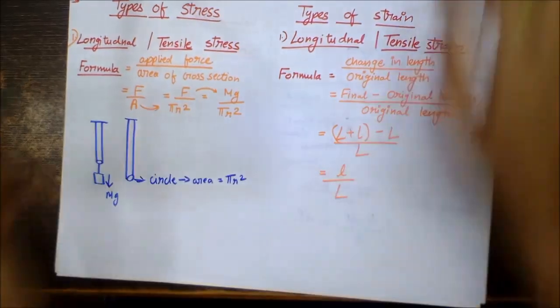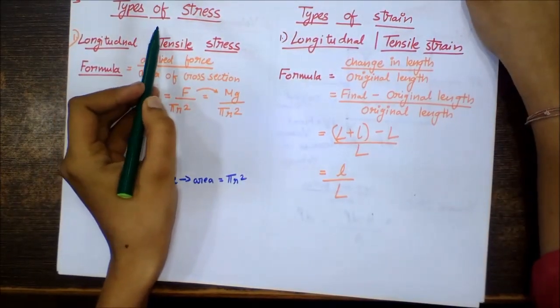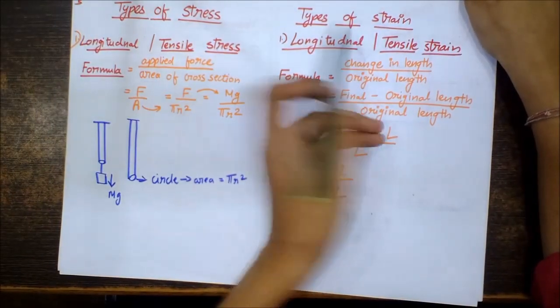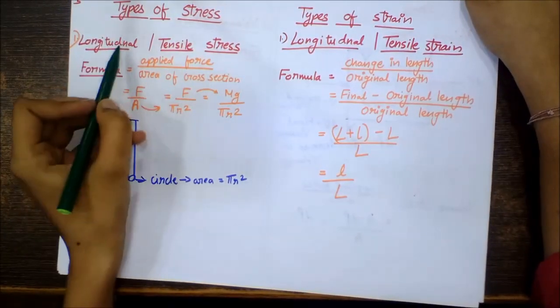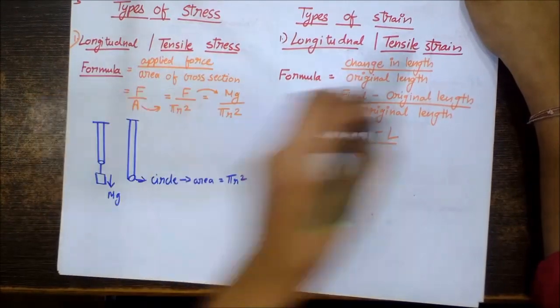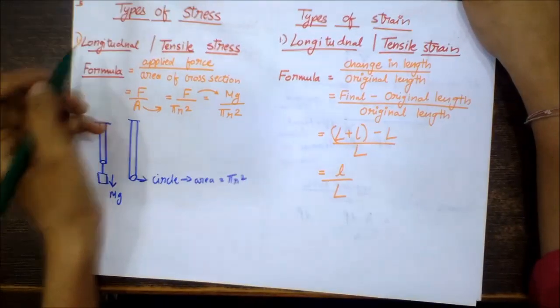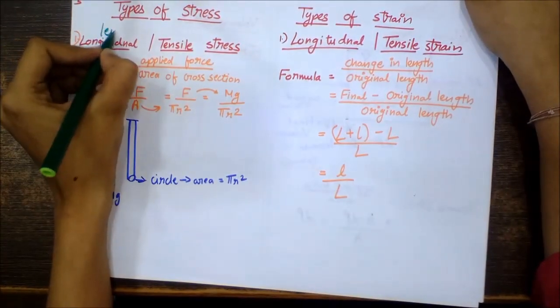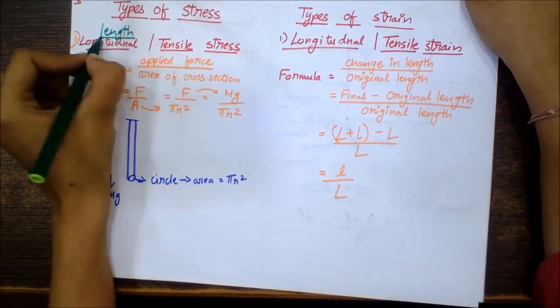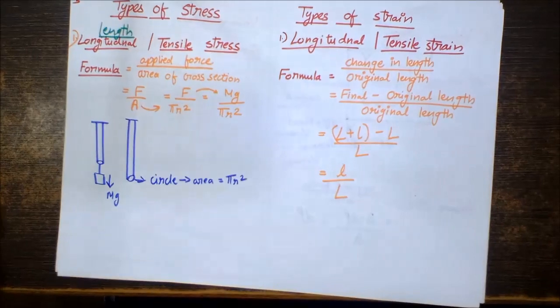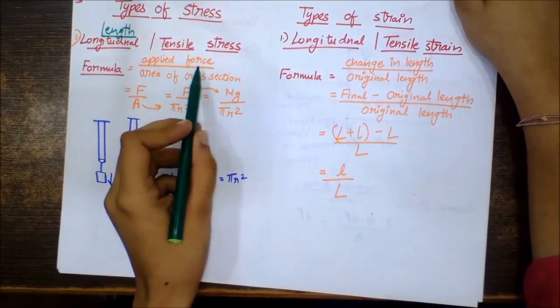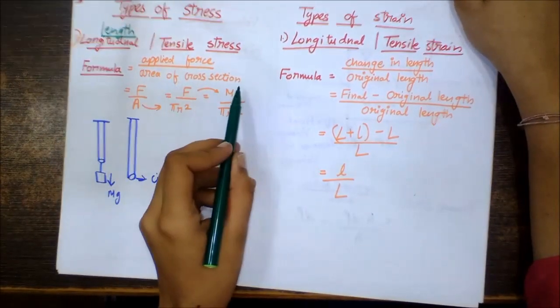Types of stress. There are three different types of stress and three different types of strain. We'll go with the first one, that is longitudinal or tensile stress. When we talk about the longitudinal stress or the longitudinal strain, we will be talking about the length, the change in the length, and everything which is related to length, that is longitudinal. Formula given is applied force upon area of cross section.